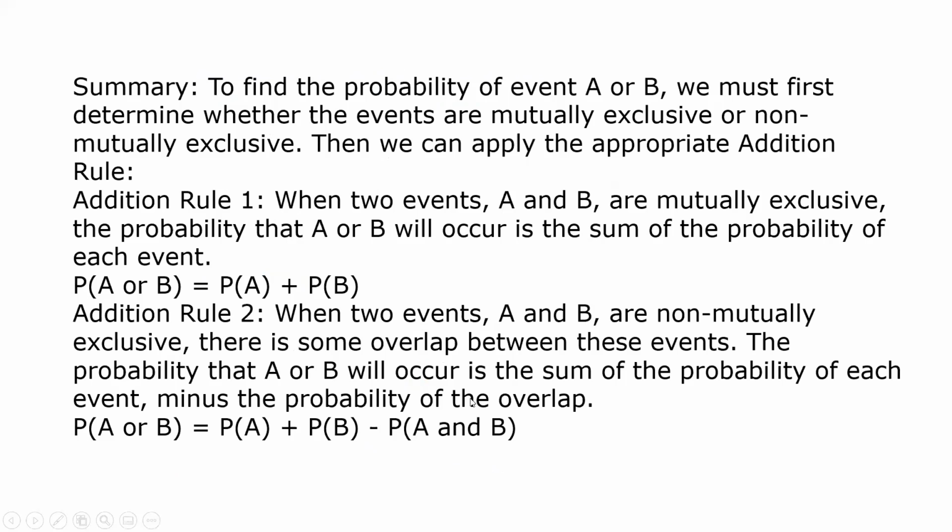My mistake. So the summary of the addition rule is that to find the probability of event A or B, we must first determine whether the events are mutually exclusive or non-exclusive. Then we apply the rule. For mutually exclusive events, we only add the probabilities of each event. Whereas when the events are non-mutually exclusive, there is some overlap, and the probability that A or B will occur is the sum of the probabilities of the events minus the probability of the overlap. So this was the summary.